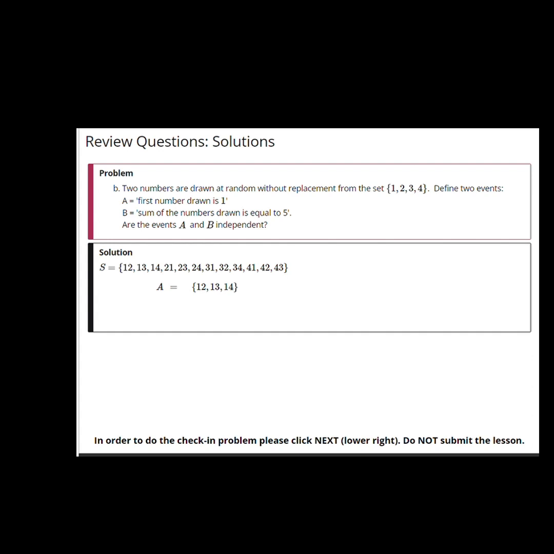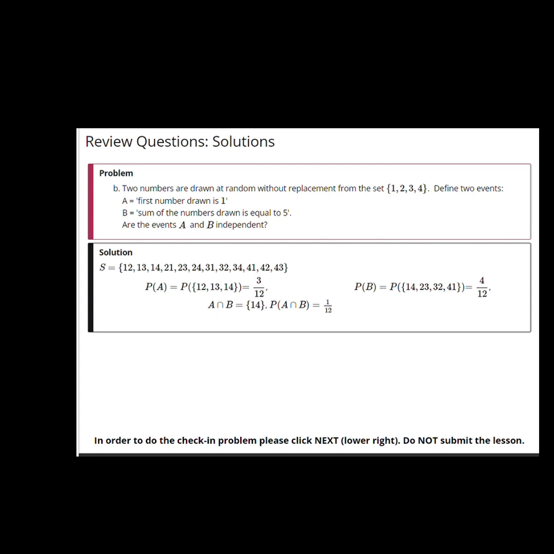The event A, the event that the first number drawn is a 1, is the event (1,2), (1,3), (1,4). It has 3 elements, each of which has probability 1/12, and so the probability of the event A is 3/12. The event B, that the sum of the numbers drawn is 5, consists of the points (1,4), (2,3), (3,2), and (4,1). And the probability of B is therefore 4 over 12. The event A intersect B has 1 point, the point (1,4) in it, and therefore has probability 1/12.